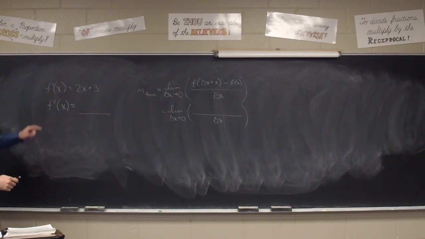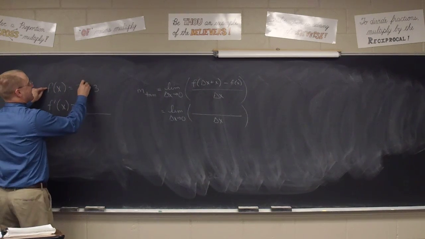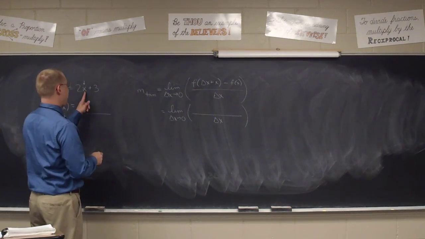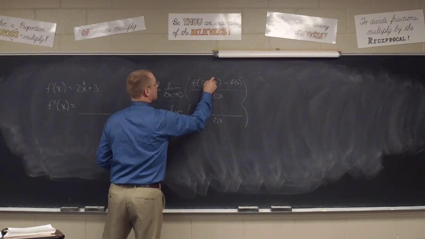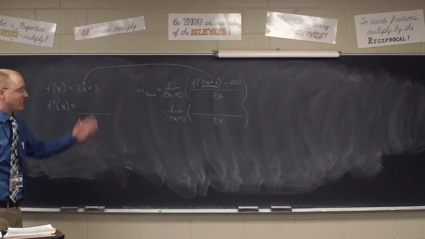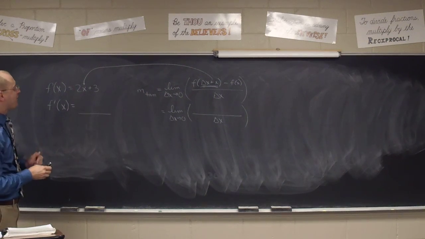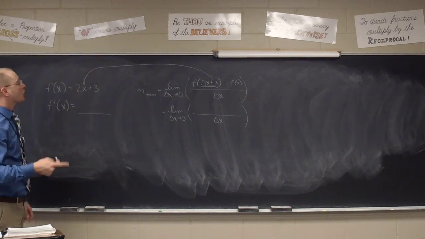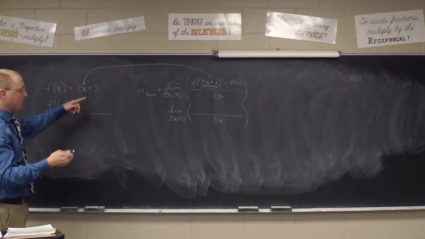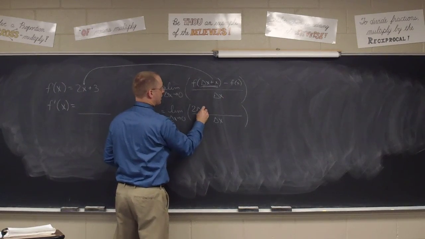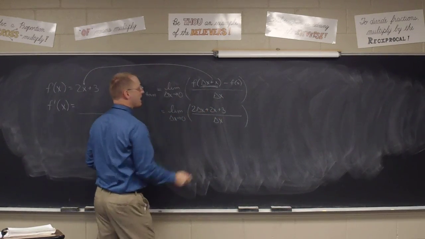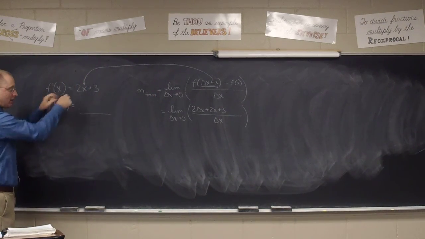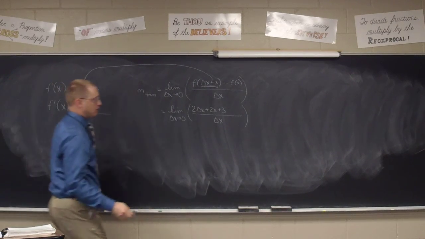But the top, I need to come to my original function, 2x plus 3, and where it says x, I plug in delta x plus x, because it's f of that. Well, what would be f of delta x plus x? 2 delta x plus 2x plus 3. Good. Distribute the 2 and then keep the 3. Then it says minus f of x. That's minus that, or add the inverse of that, class. Negative 2x, negative 3.